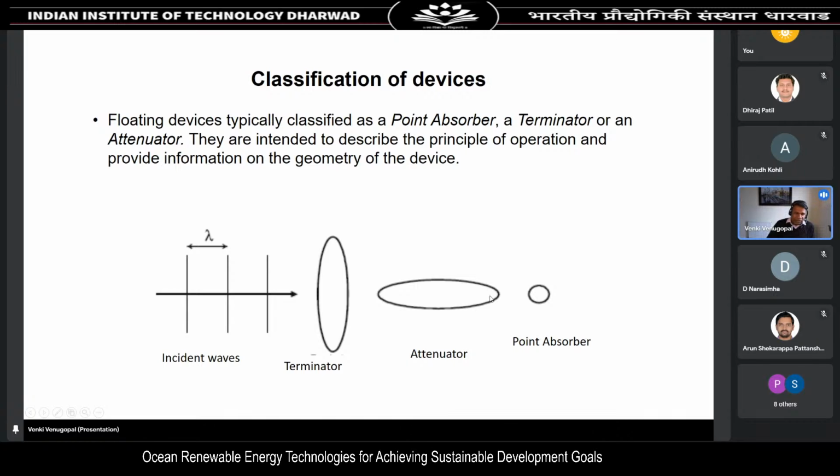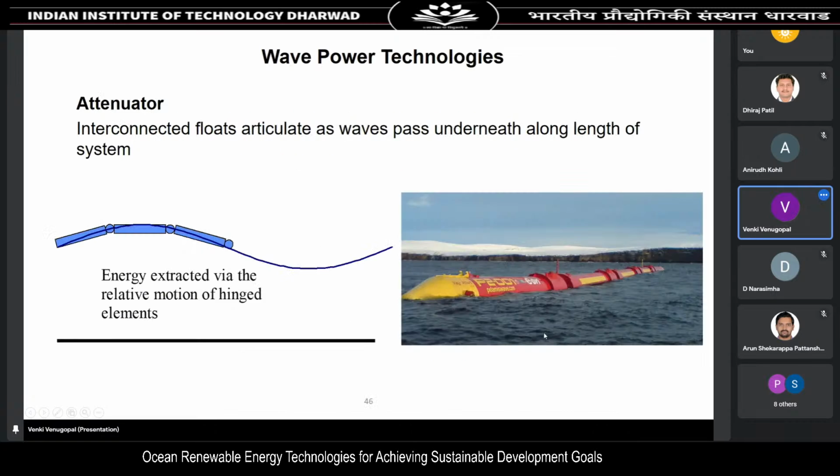The wave energy devices, I've covered this before. There are basically 3 types of devices. They're called terminator, attenuator, and point absorber. And some of the technologies, I'm going to show the video. This is called a Pelamis wave energy converter. This was developed in Leith, just here in Edinburgh.